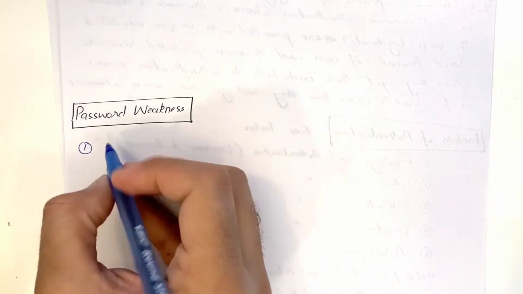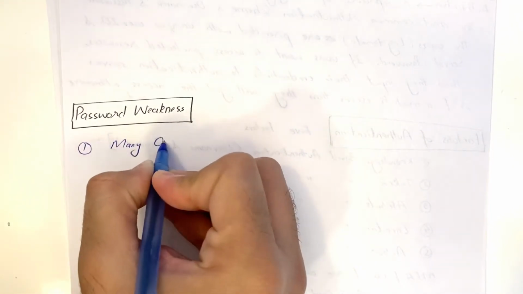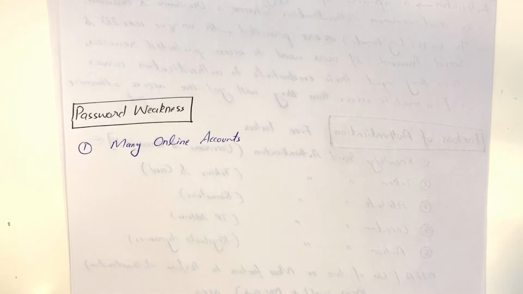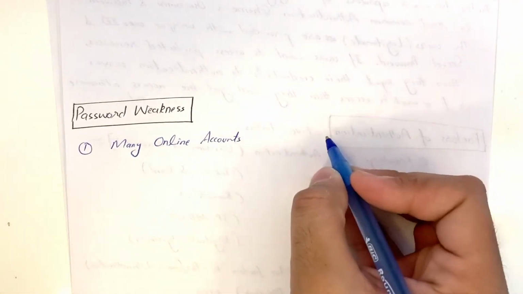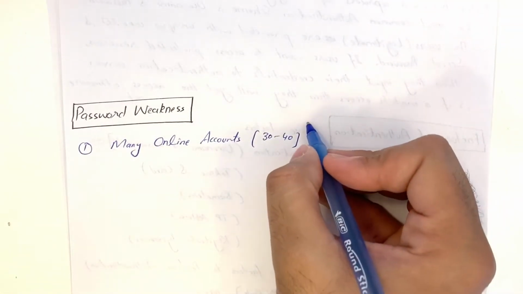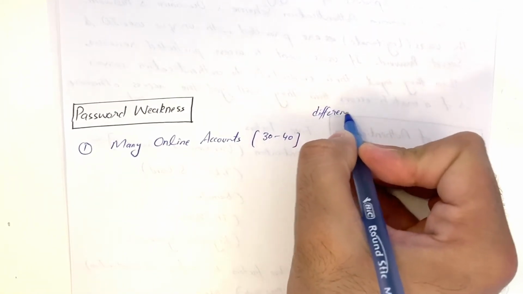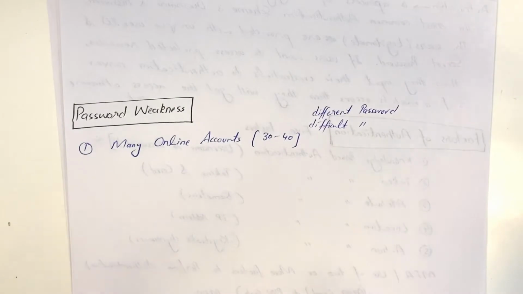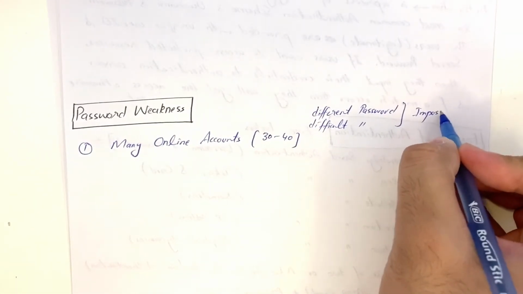Now, what are the weaknesses of the password approach? There are plenty of weaknesses. Number one, as you know, in today's era everything is going over the internet, so we have many online accounts nowadays, and it is impossible to memorize a different password for all the accounts. Let me just give you my example. I have 30 to 40 different accounts. It is impossible for me to memorize 30 to 40 different passwords, and on top of that, if I make them more difficult to crack, it is impossible. Being a human, it is impossible.